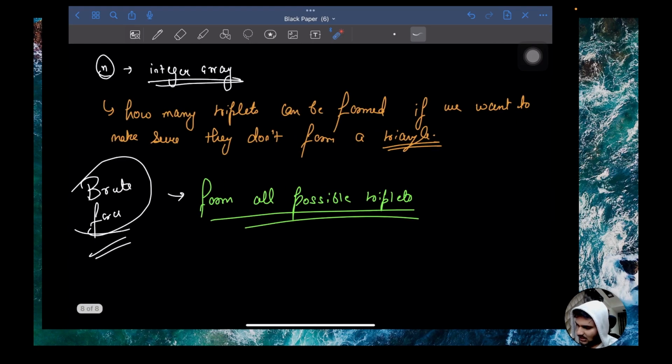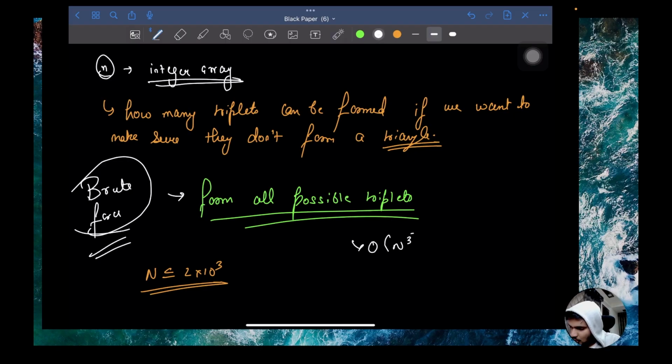Okay, but the problem here is the length of the array can be as big as 2 into 10 raised to the power 3. To form all possible pairs takes us n square. If we have to form all possible triplets, it will take us order of n cube. Order of n cube will not be submitted. This will give you time limit exceeded. This problem won't be submitted, right? Can we somehow optimize?